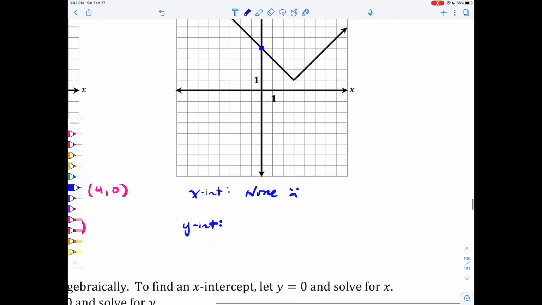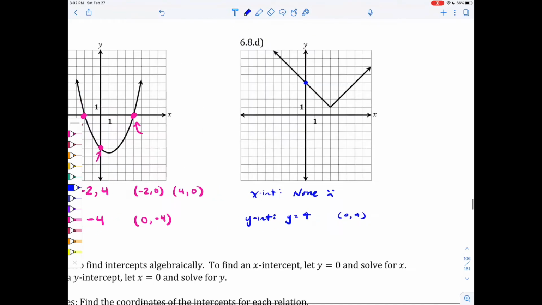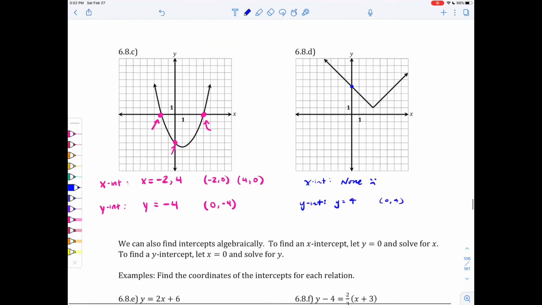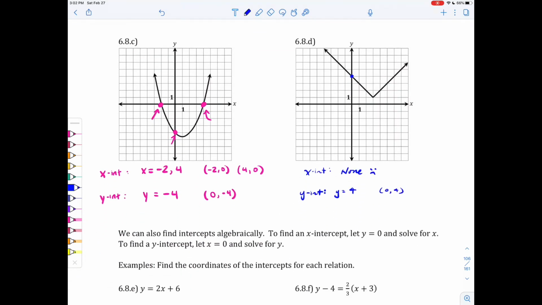Y-intercept happens right there. So that happens when y is equal to 4. So that's the point 0, 4. All right, so we can determine our x and y intercepts graphically by just visualizing where they occur.